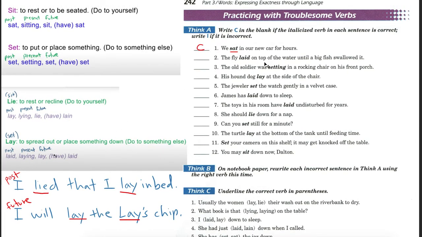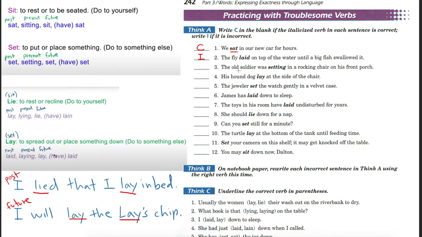So number 2, the fly laid on top of the water until a big fish swallowed it. Well, laid is the past tense of this lay, right? To spread or put something else down. Is the fly laying down something else, or lying itself down? All right. So the fly laid on top of the water until a big fish swallowed it. So it sounds like they're trying to use the verb lie here. So they use the wrong one. They're using laid incorrectly, because laid can only be used for putting something else down. So yes, this is incorrect. What they were looking for is actually lay, this lay, right?